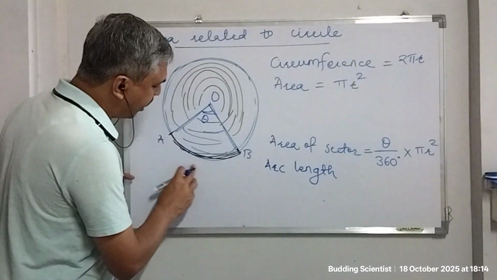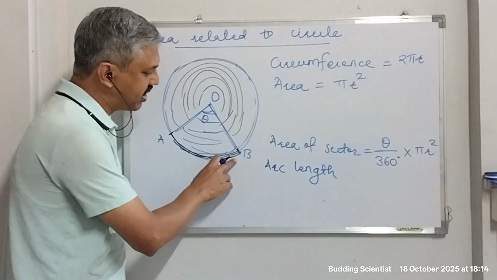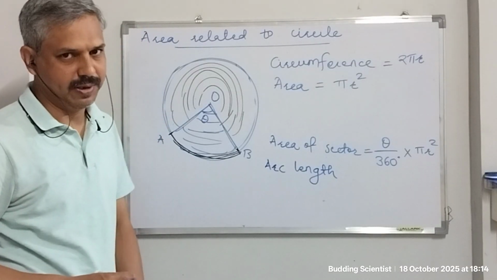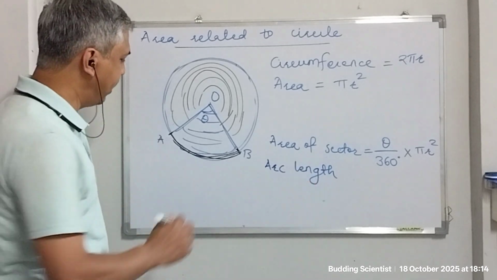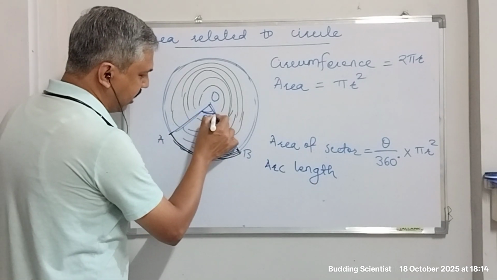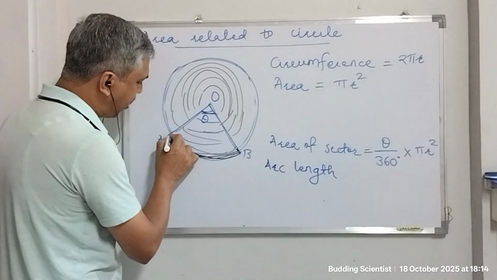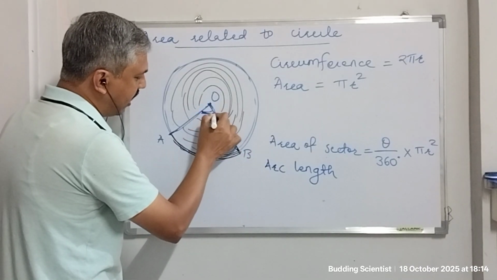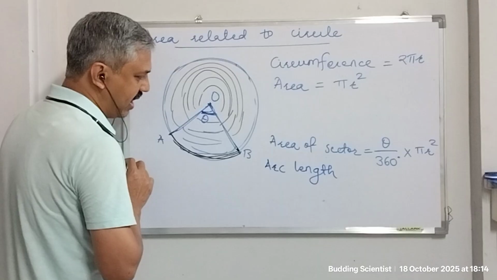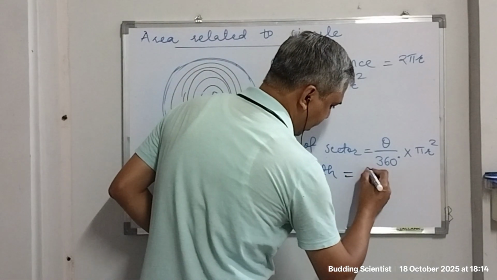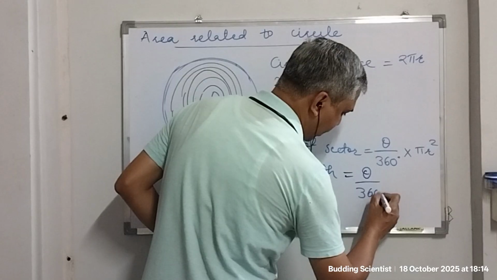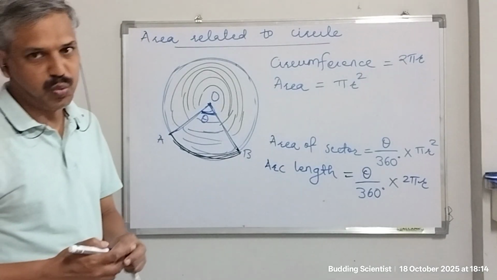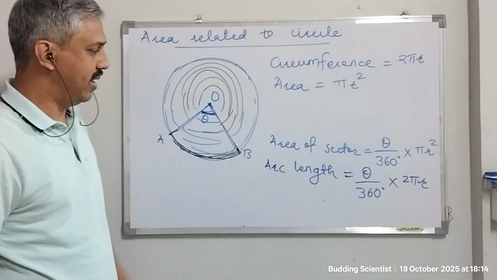You start from A, you reach B. This is along the circumference of the circle, but you have not traveled the entire circumference. You only covered a part of it. Then the length of the arc is determined by this angle theta. You join these ends to the center. The angle subtended by these two radii is theta. Then arc length is equal to theta upon 360 degree into 2 pi r. This would be the formula for the arc length.